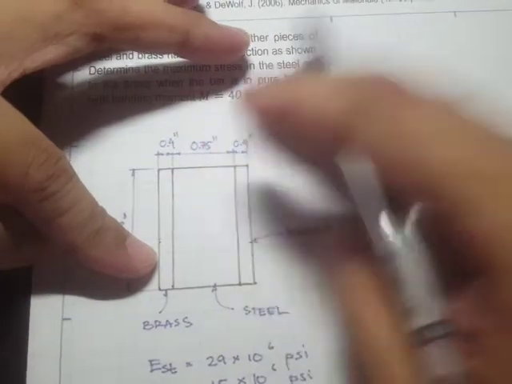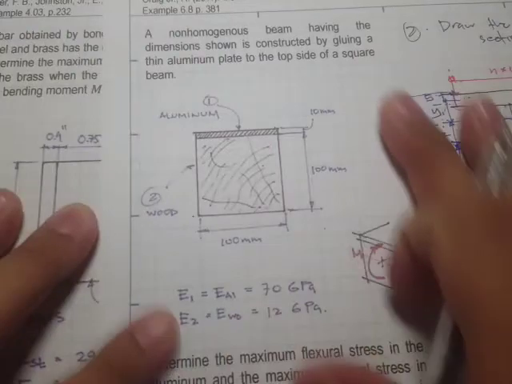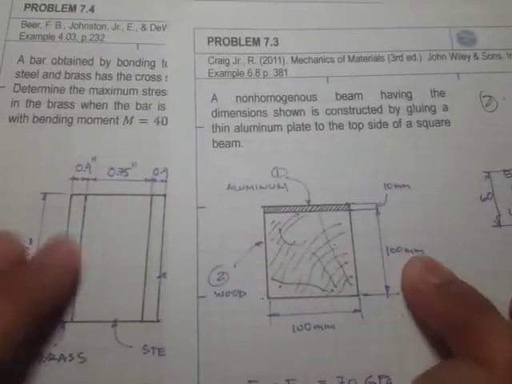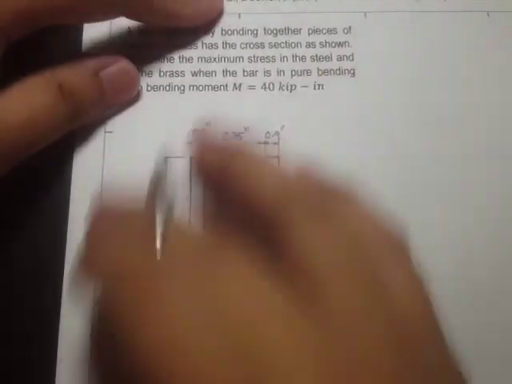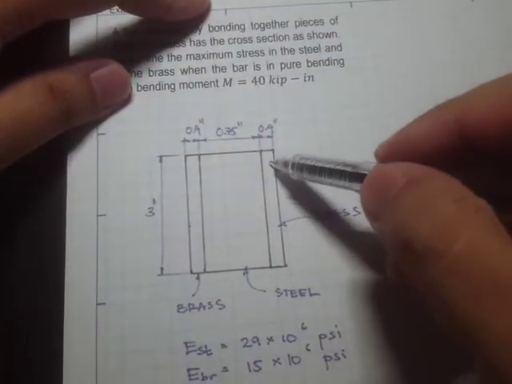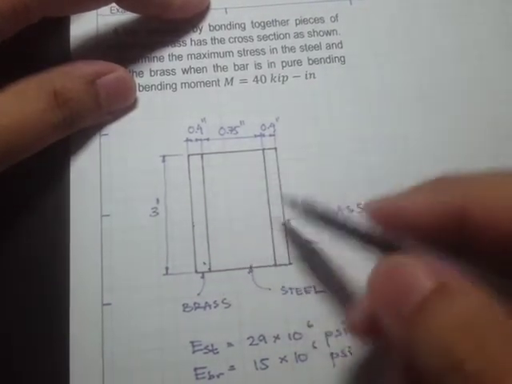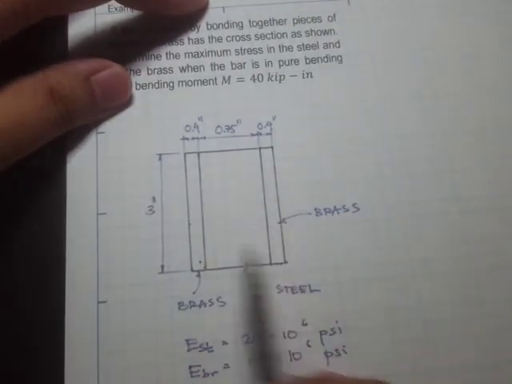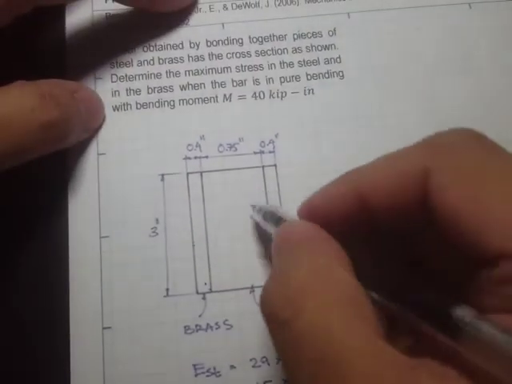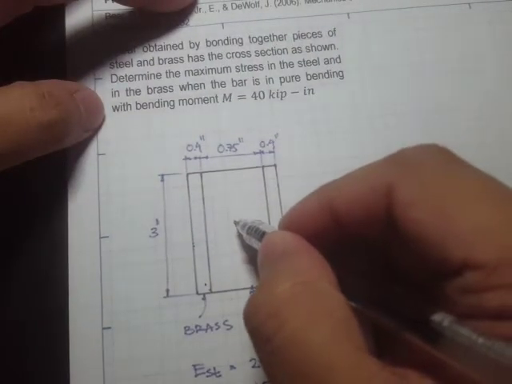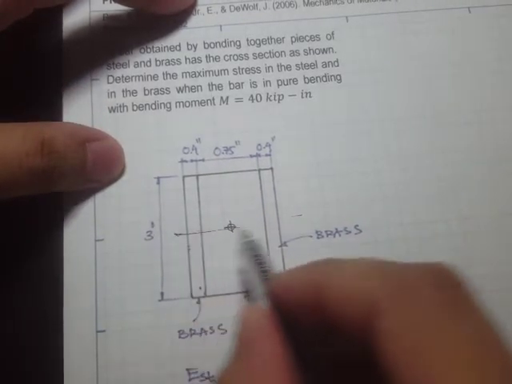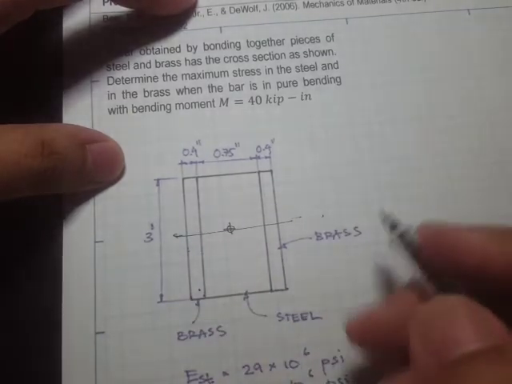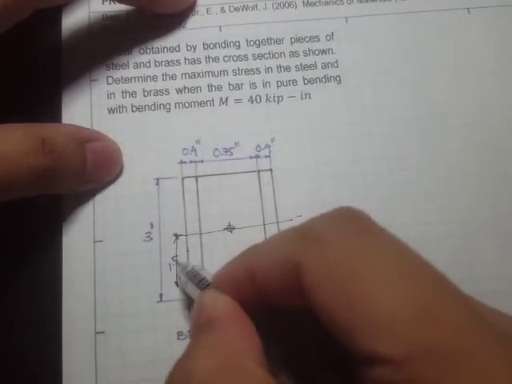Okay, so instead of having it this way, it's also possible to have a section that looks like this. Right here we have a brass material on both ends, and we have steel in the middle. If this is the problem, we don't have trouble looking for the centroid or neutral axis because it's just going to be right at the middle, and it will be 1.5 inches.